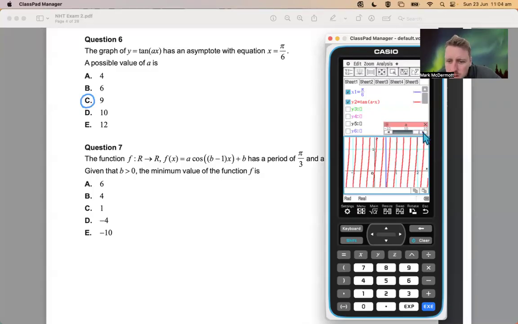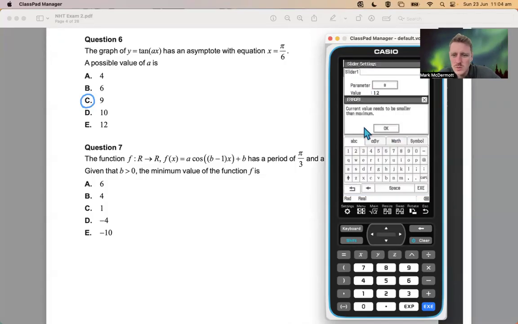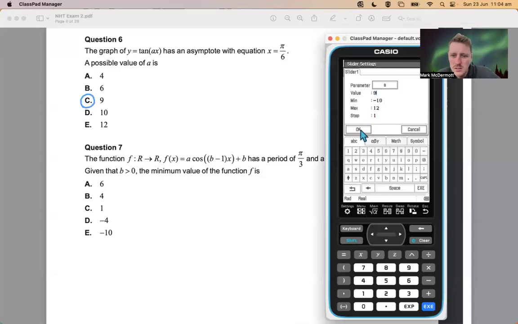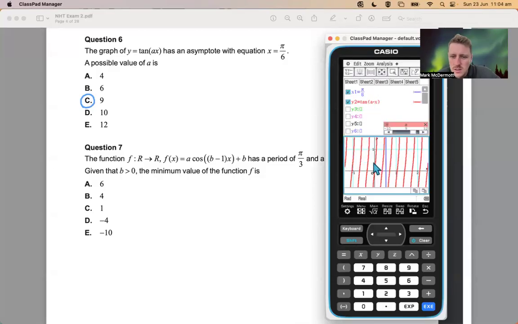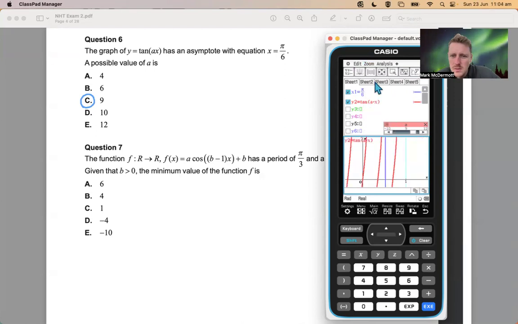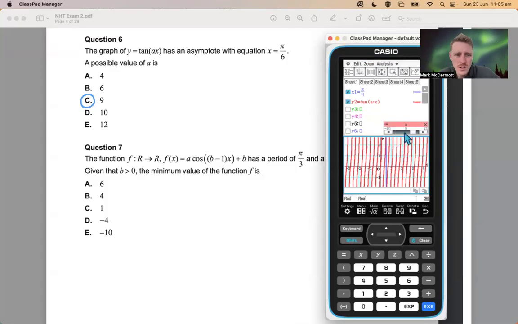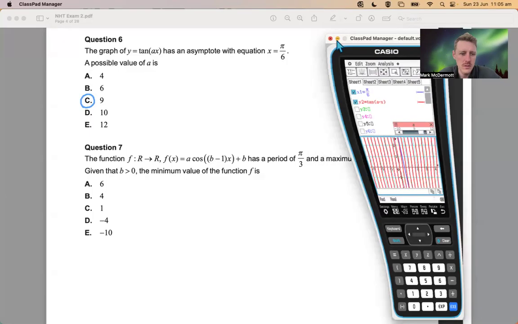10, let's check that. No, hopefully you can see that that looks like it crosses. And 12. The maximum needs to be larger. And clearly 12 crosses. So 9, let's just have a sanity check. 9, I think, looks good. Yep. Zoom in. Yeah, I think that looks pretty good. Okay, so I reckon the answer is 9. I'm sure there's an algebraic way to do that, but why do that if you don't have to?